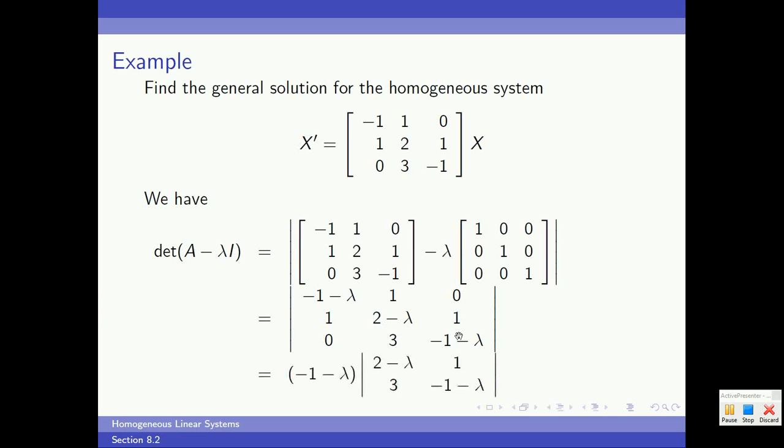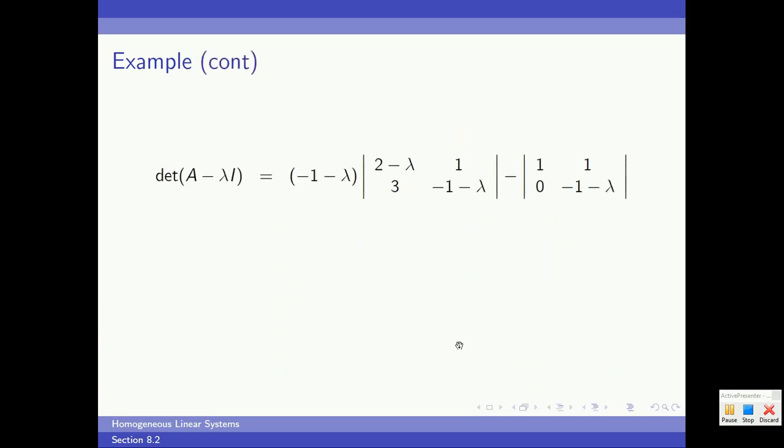So then again, I'm going to take the determinant across this first row. So I'm going to have -1 minus lambda times the determinant of this part, and then -1 times the determinant of the 1, 0, 1, -1 minus lambda, and then I have a 0 for the other part. So basically this is my determinant. I need to find my polynomial. So multiplying this out, this determinant becomes my 2 minus lambda times -1 minus lambda minus 3. This one's just my 1 times this minus 0. So I just get this.